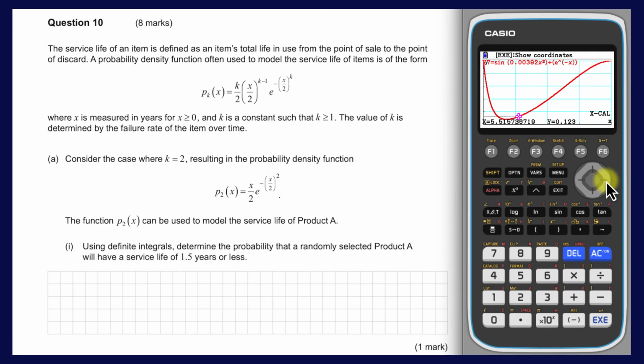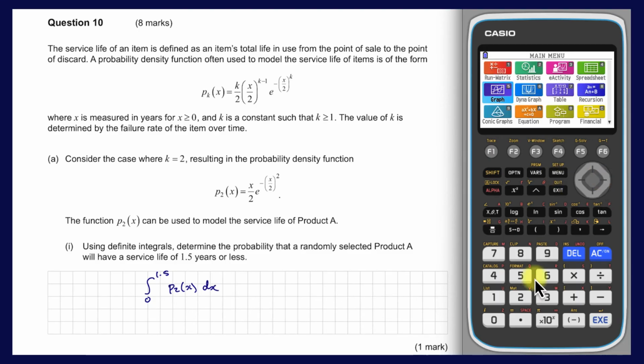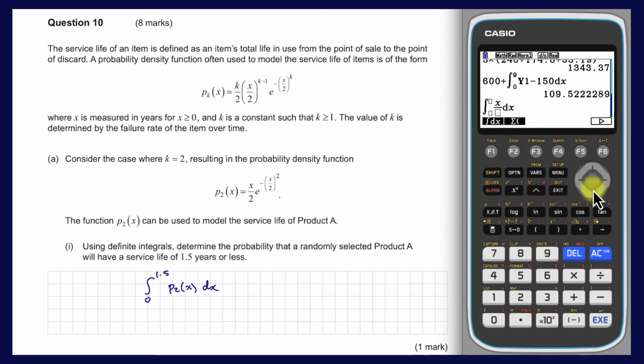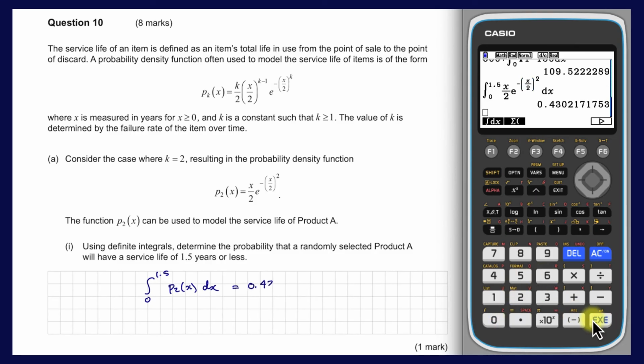So that can be done because it's a probability distribution function. We need to find the area beneath that curve. So 0 to 1.5 are the time span we're interested in. I'm going to do that in run mode of my calculator. That's equal to a probability of 0.430.